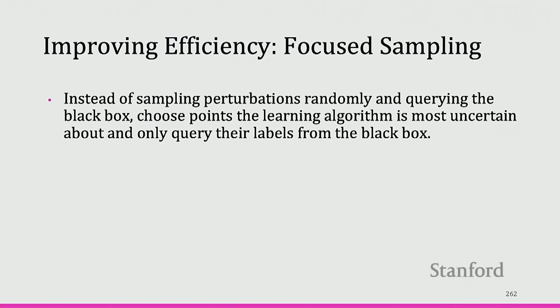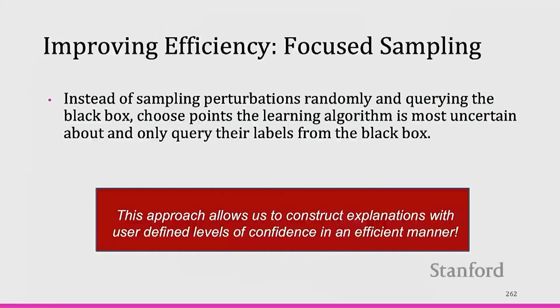Okay, and we can also do more tweaks in this kind of a setting because we are capturing uncertainty. For example, instead of just taking random perturbations, which is what these approaches typically do, we can be more intelligent about it and say we'll only choose those points that the learning algorithm is most uncertain about, because we are capturing the uncertainty now, right? And only on those points we'll ask the underlying models for labels. For other points which your learning algorithm is already certain about, we don't need to query this complex model and waste compute on that. Okay? So yeah, that adds to the efficiency. So in some sense, this whole approach allows us to construct explanations with user-defined levels of confidence in an efficient manner.